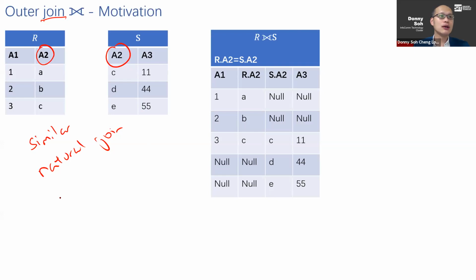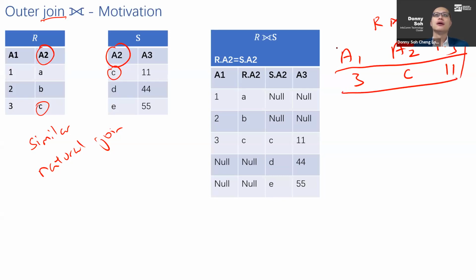If we were to do a natural join in this scenario, R joined with S, what we'll end up with, we'll have A1 and then we have A3. So notice that we will have dropped one column. And we only have one common value, which is C. So we will only end up with C, 3, and 11. This will be the only output out of our natural join if it's R joined with S.